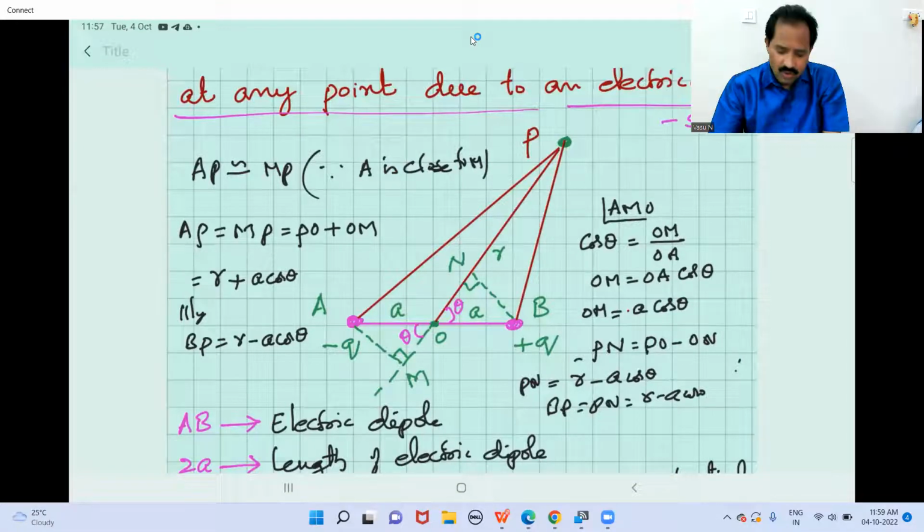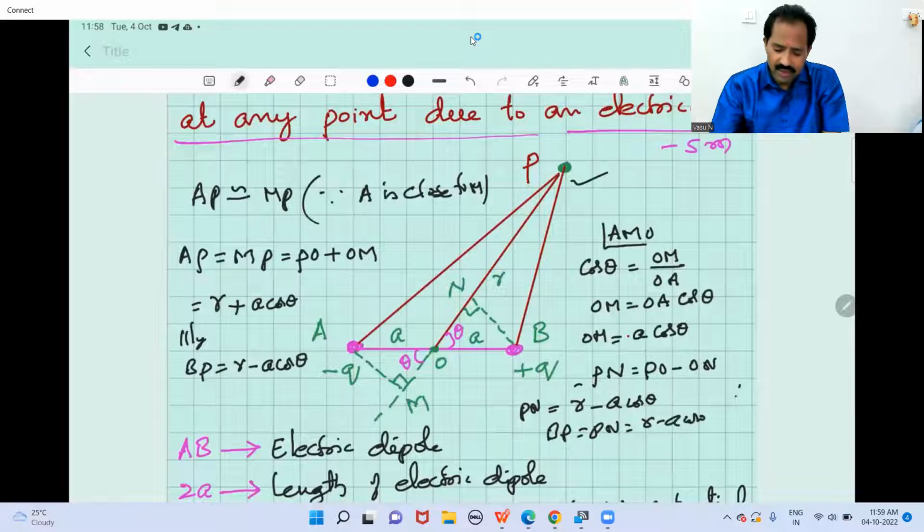Look at the diagram. We have AB, called electric dipole, and here P is the point. Let P be any point surrounding that electric dipole. The point may be lying on the axis of the dipole, or it may be lying on the equatorial line of the dipole, anywhere for that matter. Let r be the distance between the point P and O. O is the center of the dipole. Look at the diagram, r is the distance.